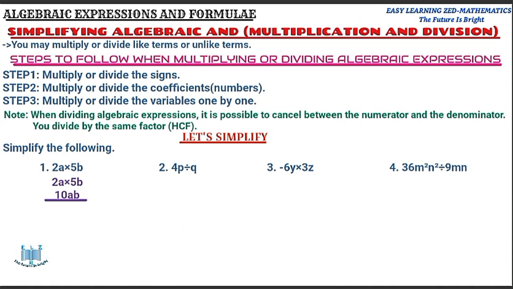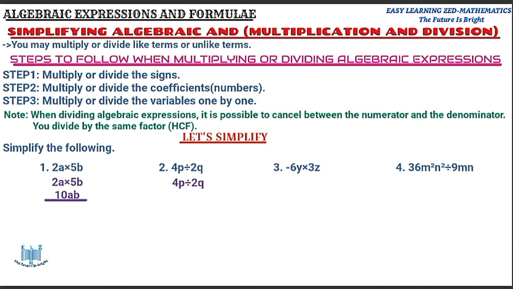Okay, question number 2, we have 4p divided by 2q. So I'm going to write that. Then I'm going to look at the signs. We have positive signs. It's positive 4 divided by positive 2. When we divide a positive by a positive, the answer is a positive. So now we are going to divide the numbers.